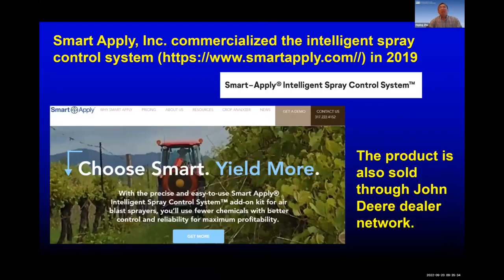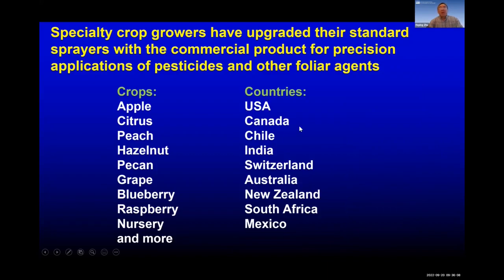After 6 years of on-farm trials by commercial growers that ensured the reliability and profitability of this new spray technology, a company called Smart Apply in Indianapolis, Indiana, commercialized the intelligent spray control system in 2019. The commercial product is also sold through the John Deere network worldwide. Specialty crop growers in the US and many other countries are upgrading their standard sprayers with the commercial product. Crops include apples, grapes, cherries, nurseries, berries, hops, pistachios, almonds, oranges, walnuts, hazelnuts, and so many more.